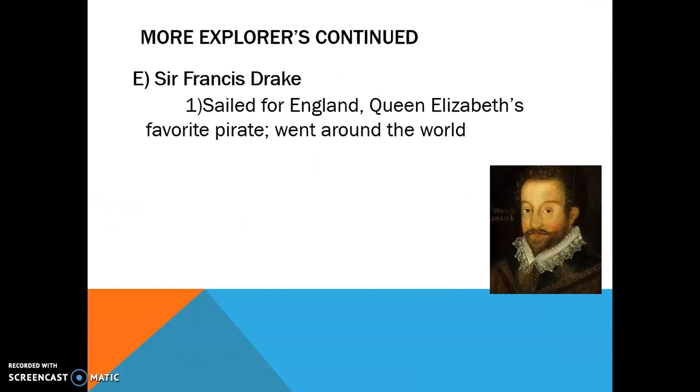we have Sir Francis Drake, who's going to sail for Queen Elizabeth of England. And he'll be Queen Elizabeth's favorite pirate. He was most well known for two major things. One, circumnavigating around the globe. And two, for attacking Spanish treasure ships and bringing them back to England. Which, of course, is going to make Queen Elizabeth I happy because, gold.